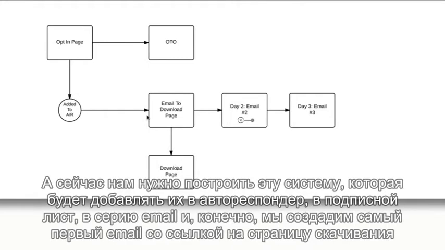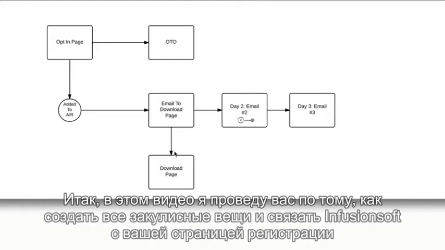And now all we need to do is build this system that gets them added from your opt-in page to your autoresponder, adds them to a list, and adds them to a sequence where we start emailing them. And of course, we want to build our very first email that sends them to this download page. So in this video, I'm going to walk you through how to build all of this initial behind the scenes stuff, and tie in Infusionsoft with your opt-in page.